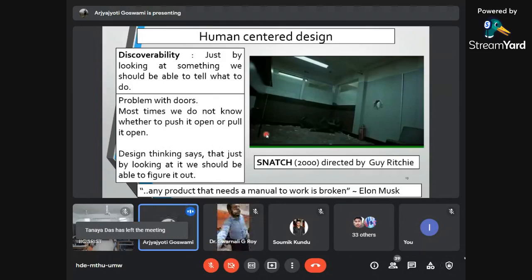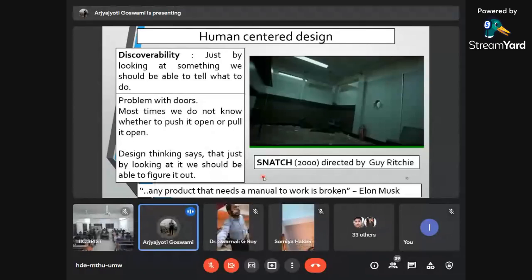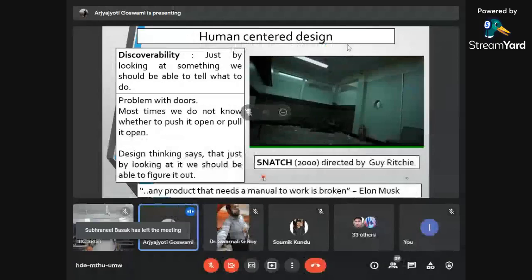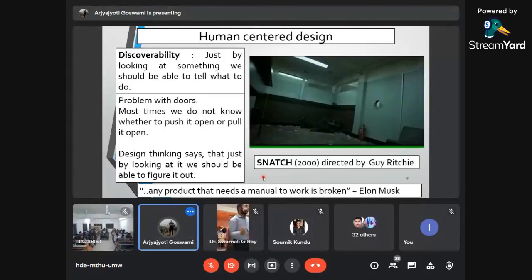Okay. So discoverability has a very common problem, which is seen in doors, right? Many times we have seen that a door has a push and pull feature. You can either push the door or you pull the door. But many times it is not apparent from the door. We have to write on the door: this side you push, this side you pull.